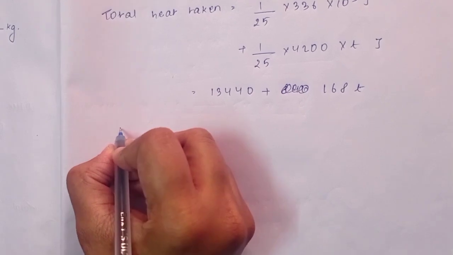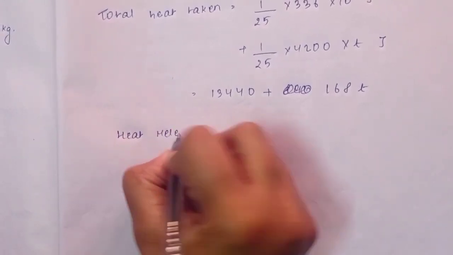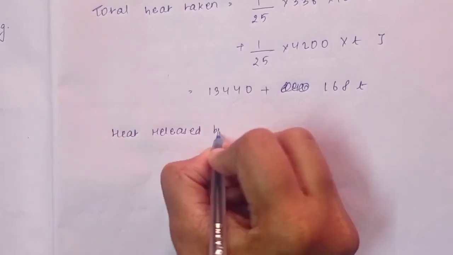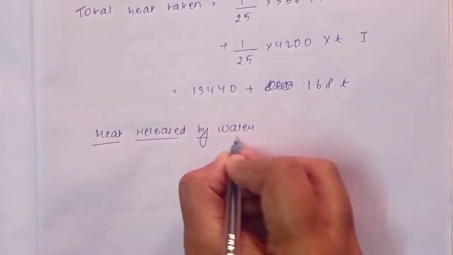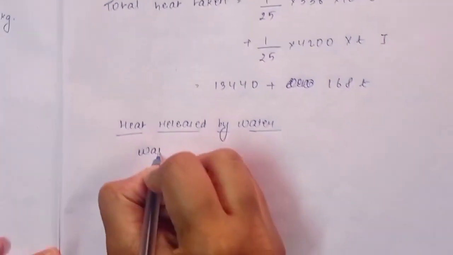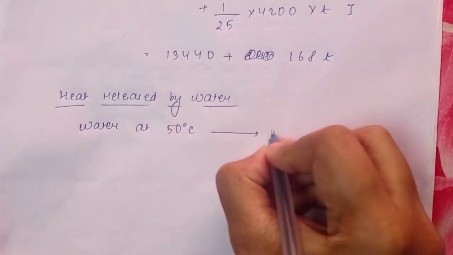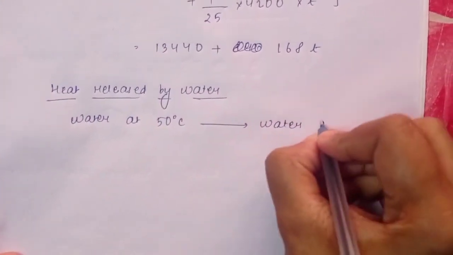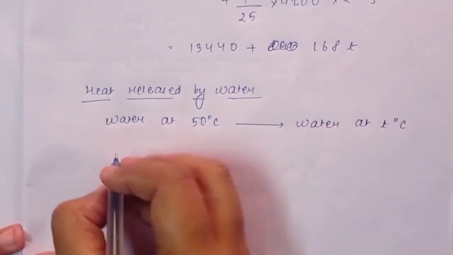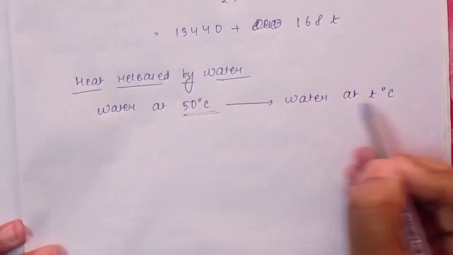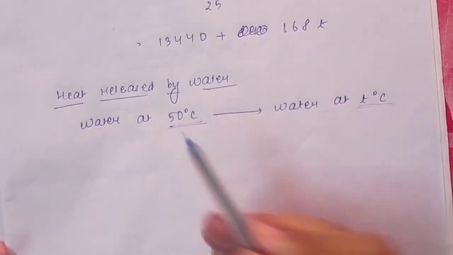So it will release some heat. So heat released by water, the water which was already present. The water was initially at 50 degrees Celsius. So water at 50 degrees Celsius will convert to water at T degrees Celsius. So T is the final temperature which we have to find. Obviously 50 degrees Celsius will be more than T degrees Celsius because the temperature of water has decreased.